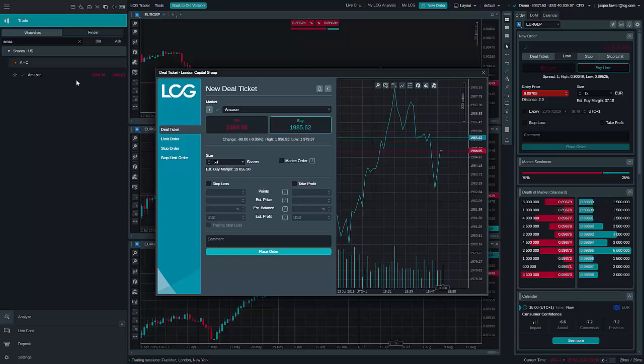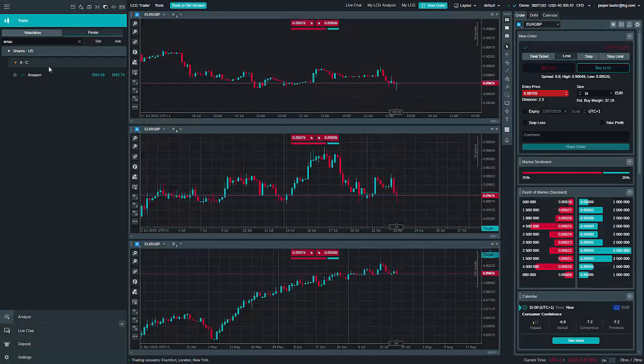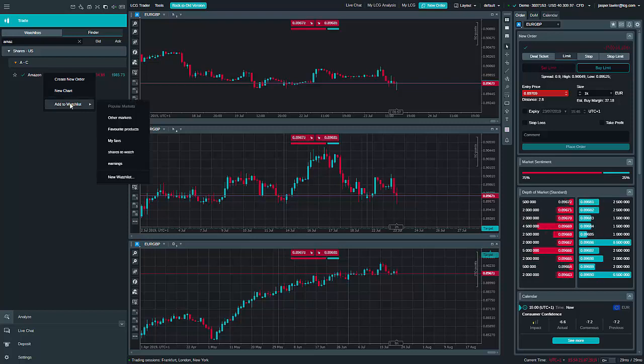And you can use this to place a trade, or indeed you could have a look at the price chart and create a chart of Amazon, or you can add it to a watch list. And this is what I was getting to here. So I've got sort of various versions of this, but say we've got my faves or shares to watch. We could add it to shares to watch.